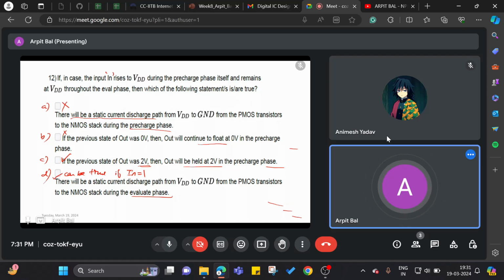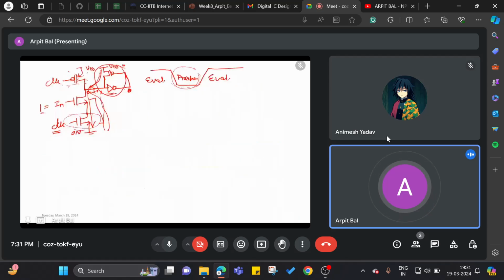Next, during the evaluate phase, will there be a static current discharge from VDD to ground? The answer is yes, if input is 1 and clock is 1. Clock will be 1 in the evaluate phase, so clock is 1, input is 1, so there will be a path from here to here. And if PMOS is turned on, there will be a path from VDD to ground. So even condition D is possible.